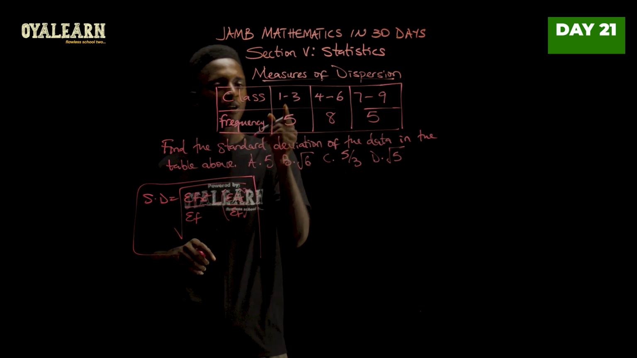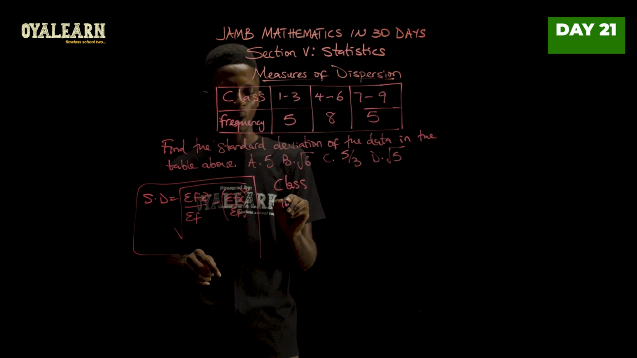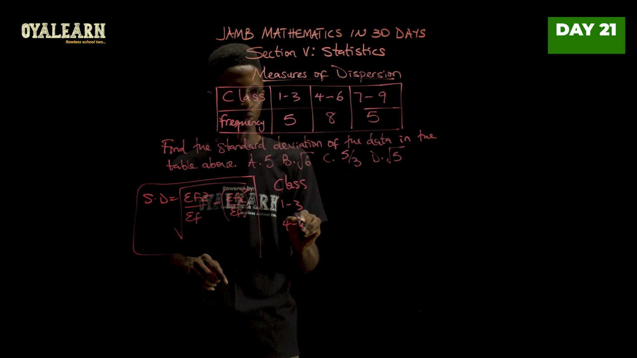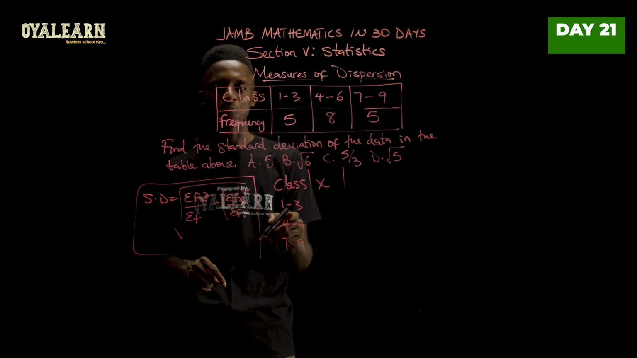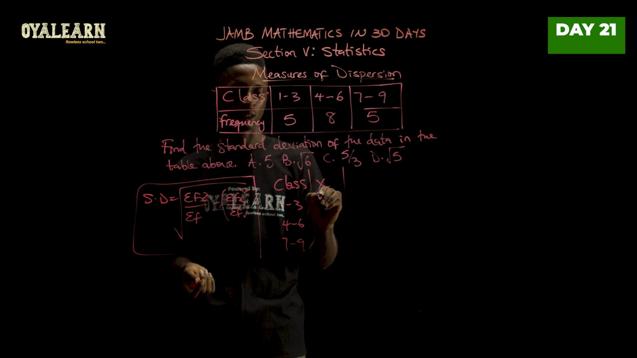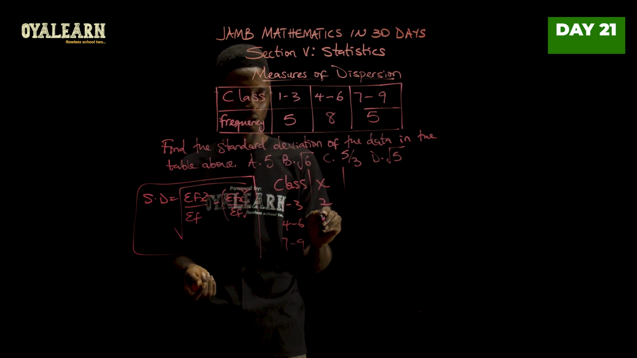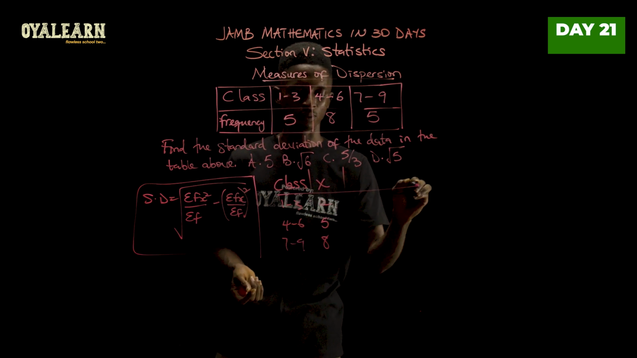From what we have here, we can just derive a table. First, we need x. So if the class is given as 1 to 3, 4 to 6, and 7 to 9, we can get the class mark x as the mid value here. So 1 plus 3 divided by 2, and then we're going to have 2. Here we're going to have 5. Here we're going to have 8.